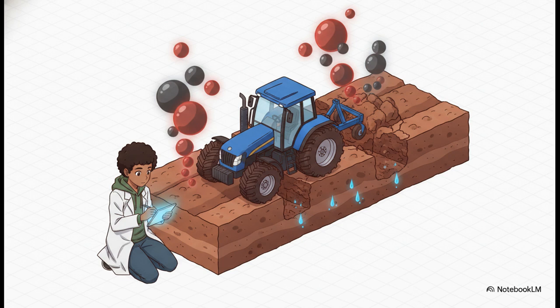On top of that, heavy farm machinery physically compacts the earth, reducing infiltration and artificially inflating peak flows on local streams. We're literally attacking the stores while accelerating the flows.